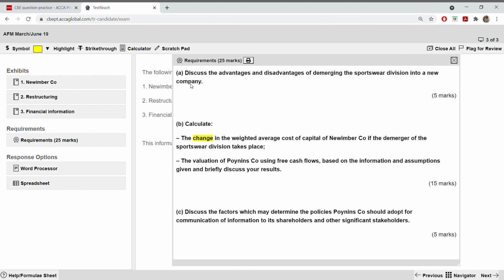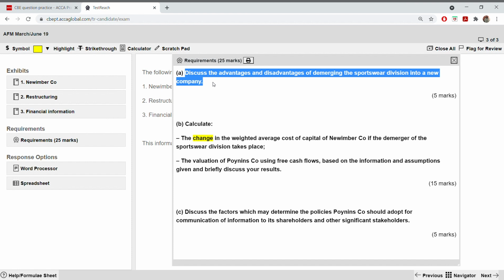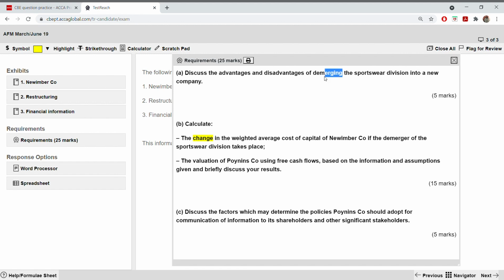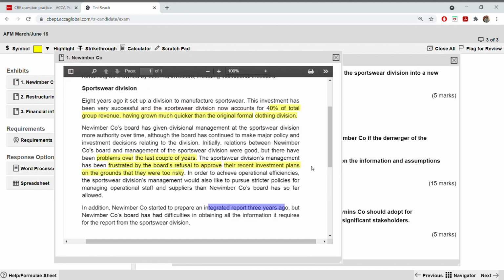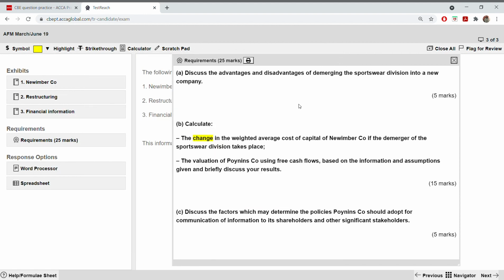But part A, this type of theory is easy. Advantage and disadvantage is clear. Advantages and disadvantages of demerging. But again, when you talk about advantages and disadvantages of demerging, make sure that you talk about these points, that they are having issues. Therefore, selling it to the management, whether it will be good or not, all these things you need to talk about. Okay, in this case, they have issues with the management. So that could be a disadvantage of demerging.